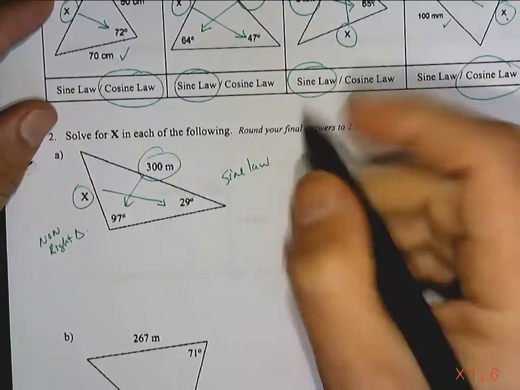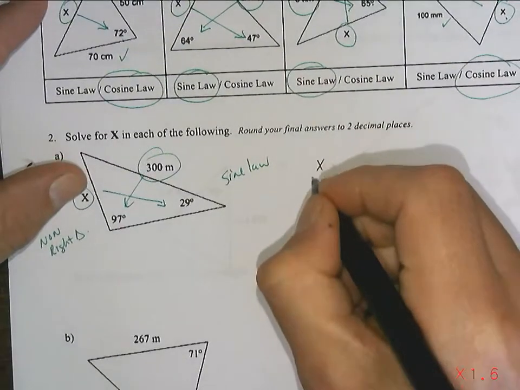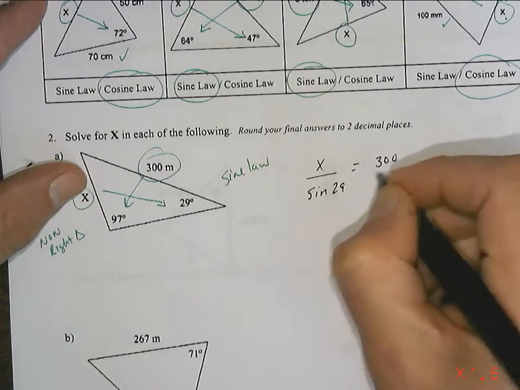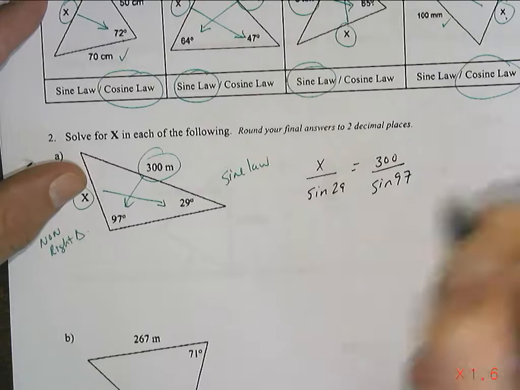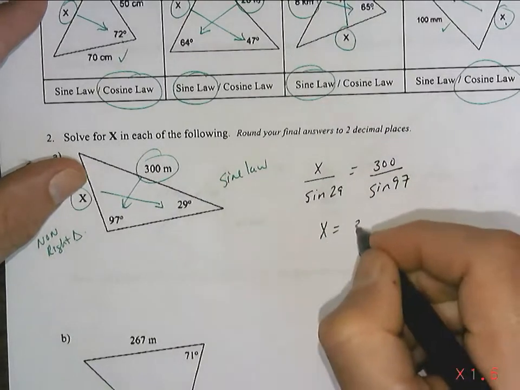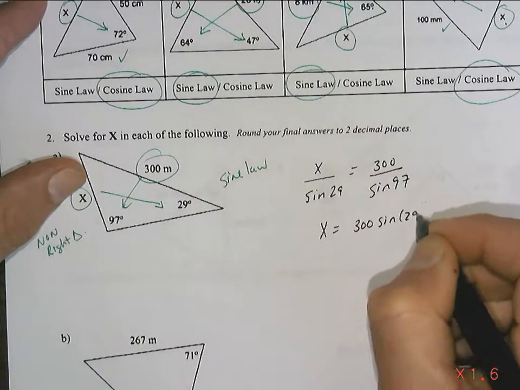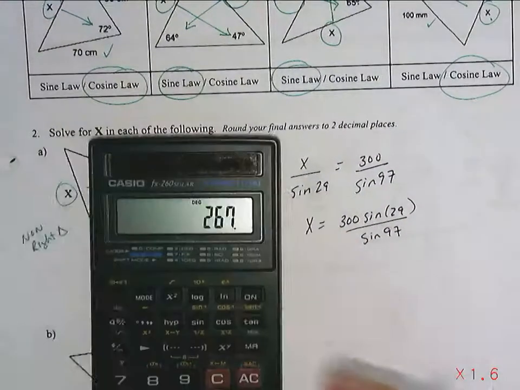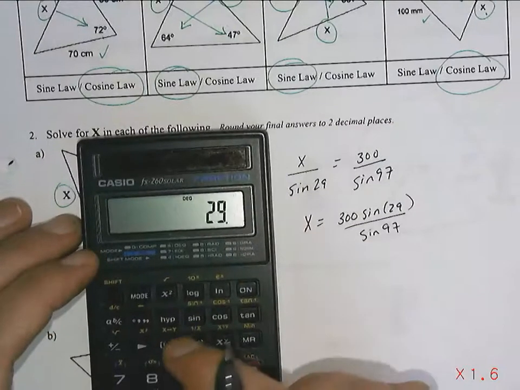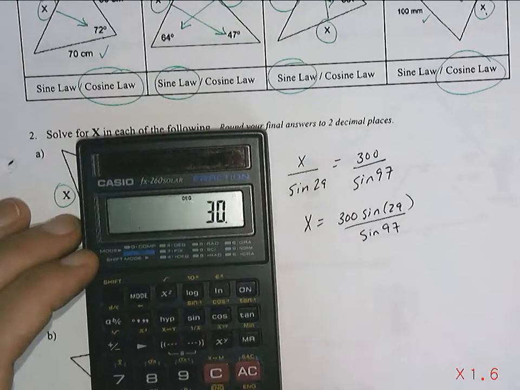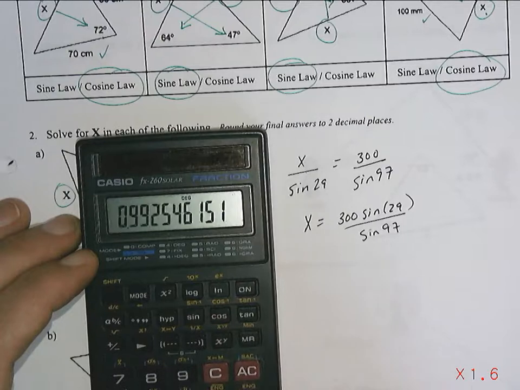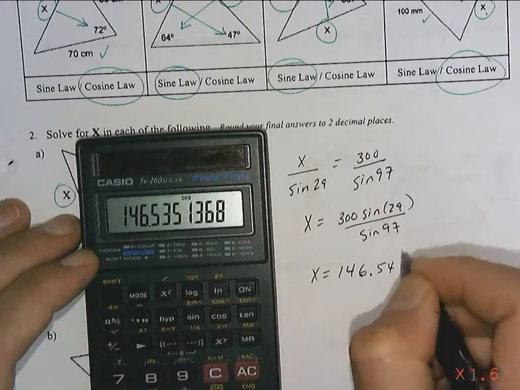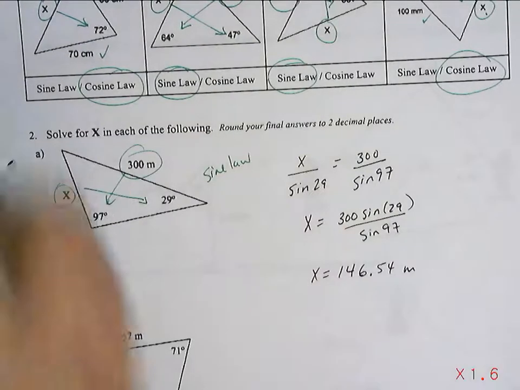So let's play it out. I'm going to go after the side, so I'm going to put that side on top. It's going to be the sine of 29 equals the side on top over the sine of 97. I'm going to cross multiply. It's going to be x equals 300 sine of 29 over sine of 97. I'm going to use my calculator. Make sure I'm in degrees. 29 sine times 300, divided by 97 sine equals, and I'm getting x equals 146.54, and that's in meters. And that's it. That's all you have to do.